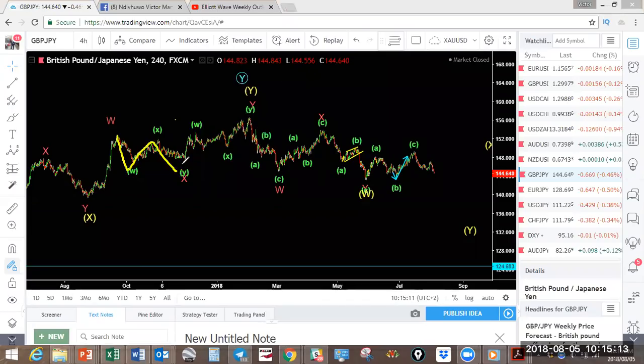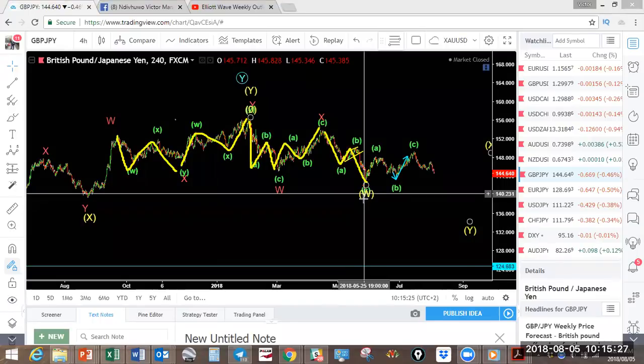We'll just follow the green. That's 1, 2, 3 completing the red. You're just following the green degree. 1, 2, 3 completing the red degree. 1, 2, 3 completing the X degree. I just need to fix it.